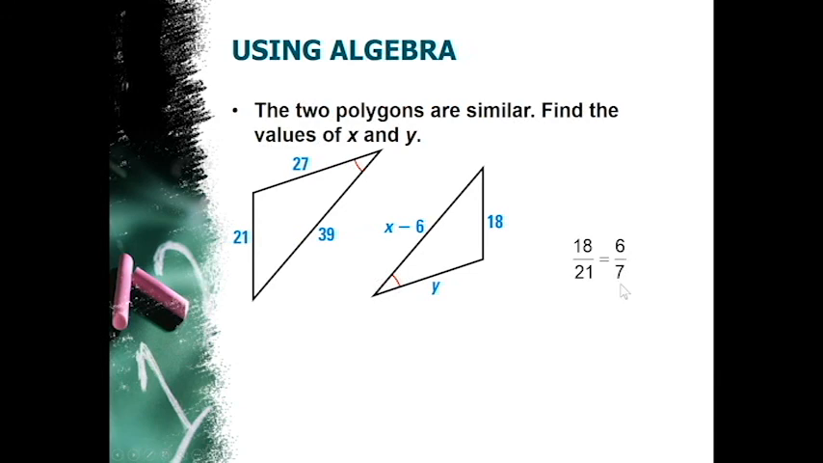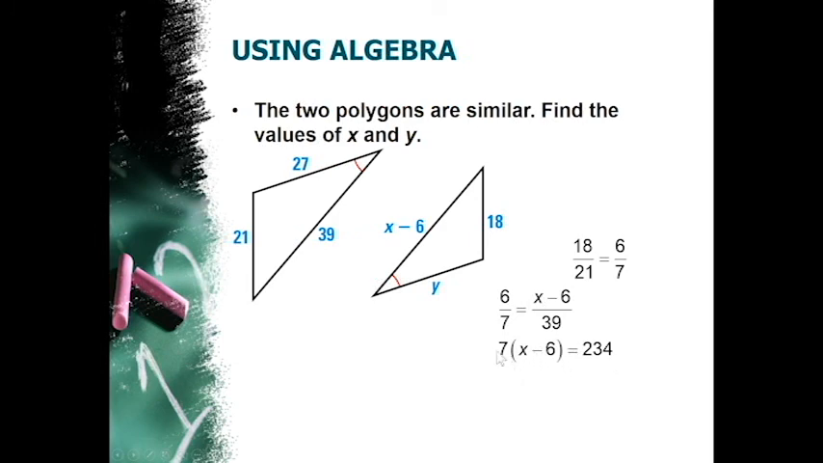18 over 21 reduces down to 6 over 7. That's the scale factor we want to use. So now we're going to go 6 over 7, and that makes these the smaller values, these the larger values. We're going to find x first. So if I go 6 over 7, then I'm going to go x minus 6 over, now the x minus 6 looks like it's the longest side of this triangle, so the x minus 6 is going to have to correspond with the 39, because that looks like the longer side of that triangle. So 6 over 7 equals x minus 6 over 39.